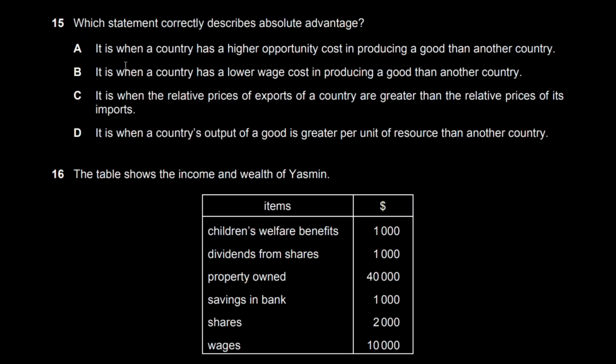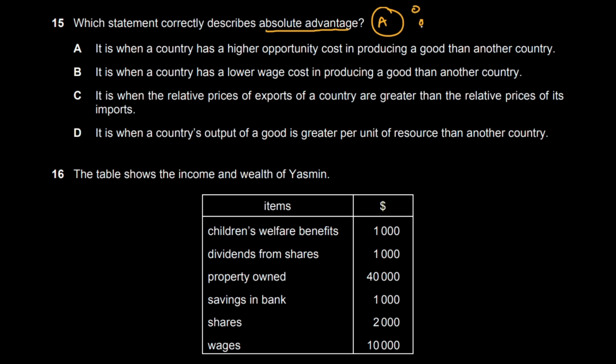Okay, so moving on to question number 15. It states which statement correctly describes absolute advantage. First of all, we have to define what absolute advantage is. Basically, absolute advantage is when a country, for example country A, can produce more output than any other country with a specific set of resources.